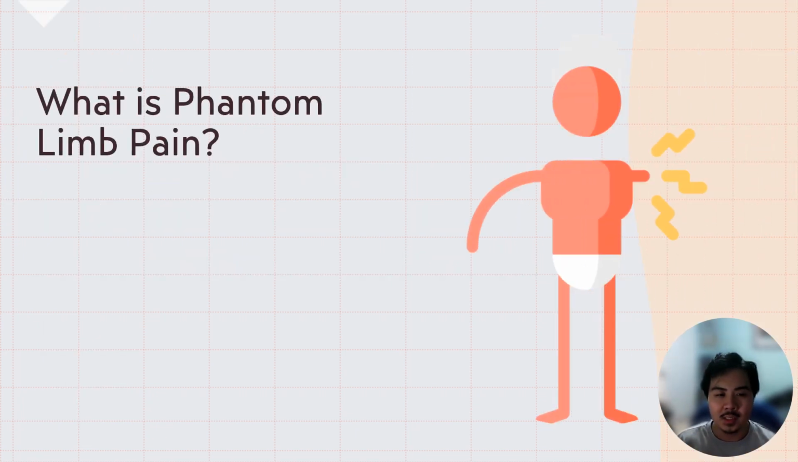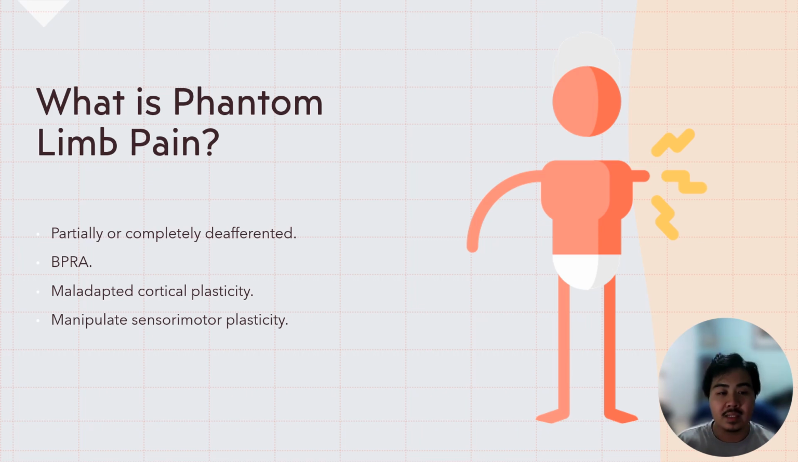So the first question is, what is phantom limb pain? Phantom limb pain is the phenomenon where amputees experience an intractable chronic pain that frequently occurs in an amputated or partially or completely deafferented body part after severe peripheral nerve injury, such as the brachial plexus root avulsion, abbreviated as BPRA. This chronic pain is caused by maladaptive cortical plasticity, as in the reorganization of the sensory motor connections, as a result of the amputated limb.